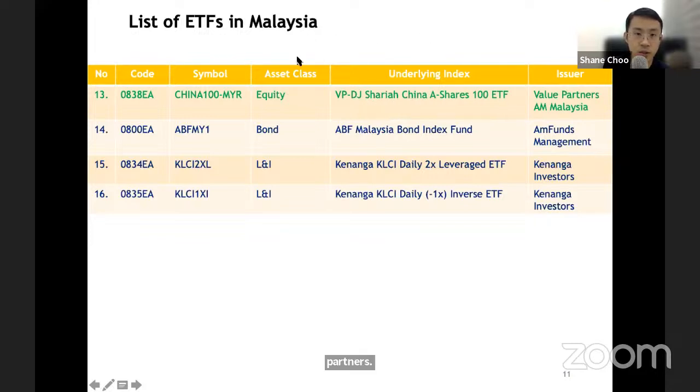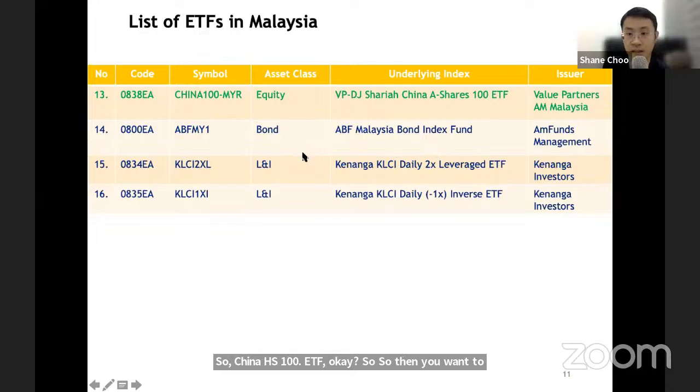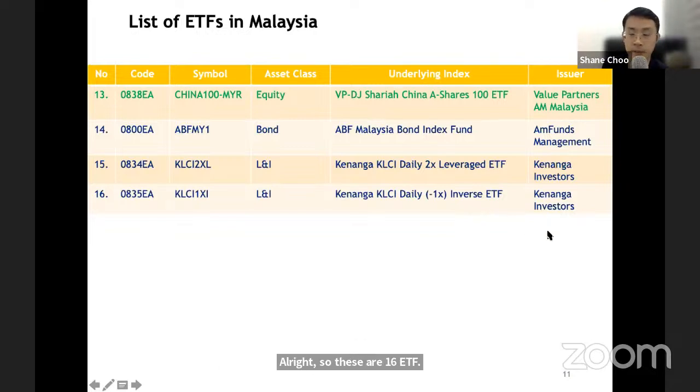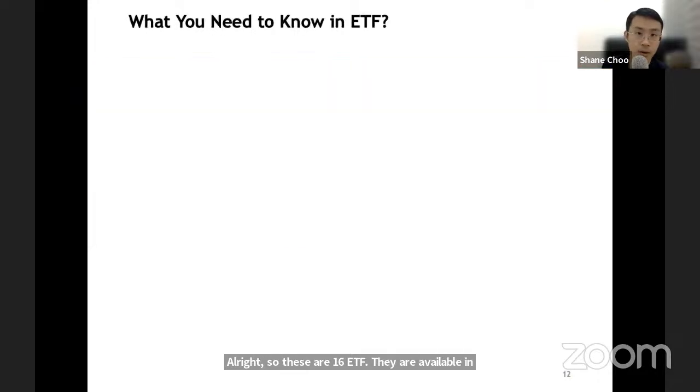Okay. So then if you want to consider bond, there's the ABF Malaysia Bond Index Fund issued by M Funds, and if you want to consider leverage and inverse ETF, these two are issued by Genangan Investors. Okay, we have a 2 times leverage ETF, and we have a one-time daily inverse ETF. All right, so these are the 16 ETFs that are available in Bursa Malaysia.